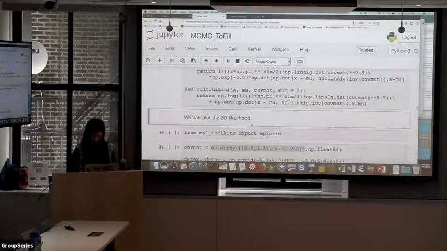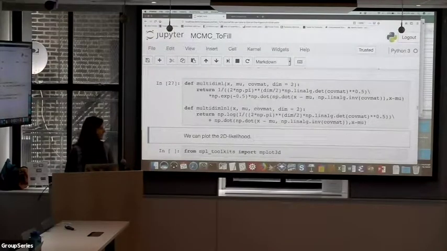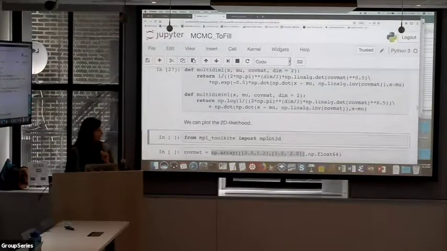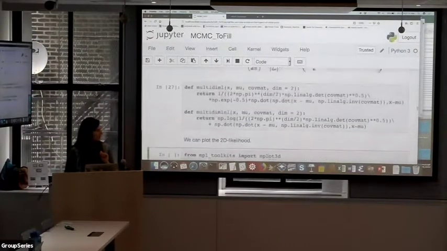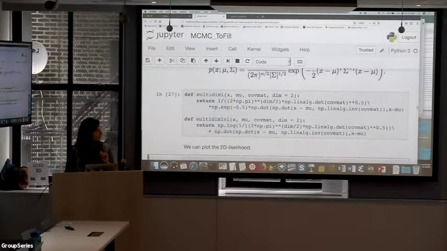Let me see. So what I did is, okay, I have this part. Figure out if I made a mistake. In the first one, you're taking an exponential of -0.5. Well, that's definitely not something.